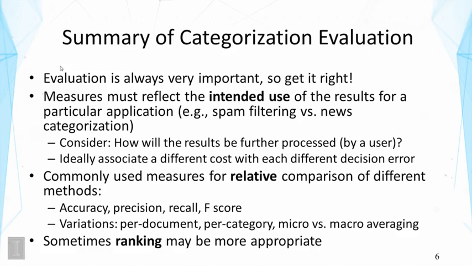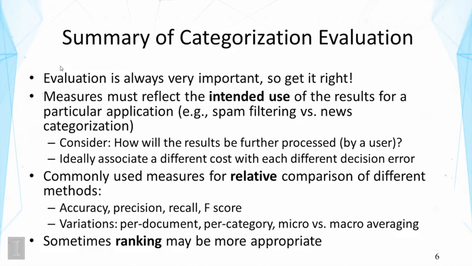We generally need to consider how the results will be further processed by a user, and then think from a user's perspective about what aspect of quality is important. Sometimes there are trade-offs between multiple aspects like precision and recall, so we need to know for this application whether high recall or high precision is more important. Ideally, we associate a different cost with each different decision error, and this of course has to be designed in an application-specific way.